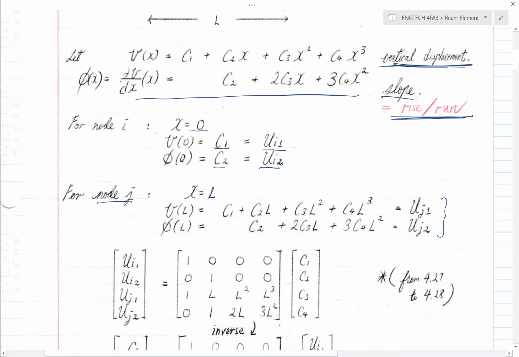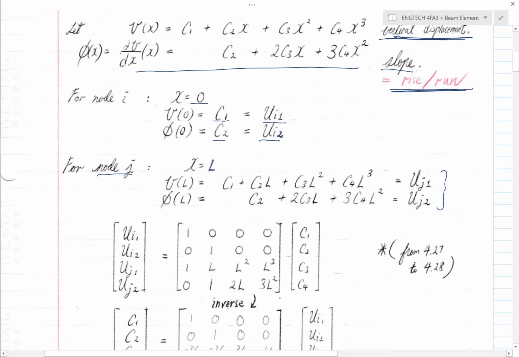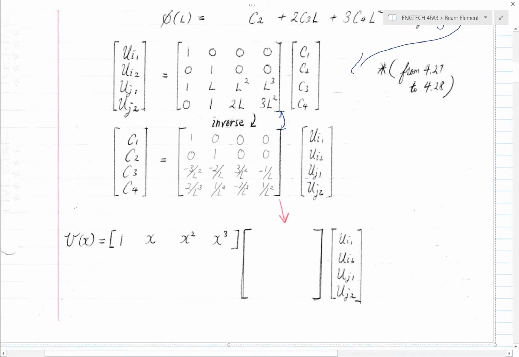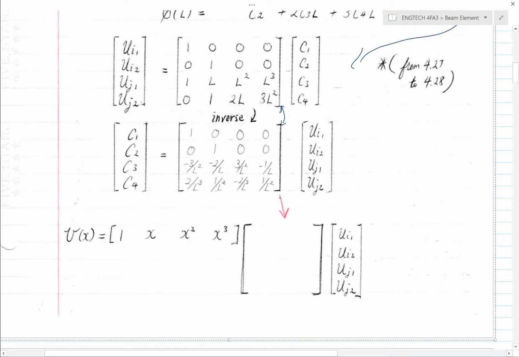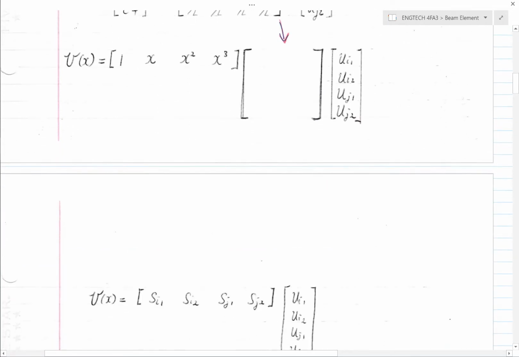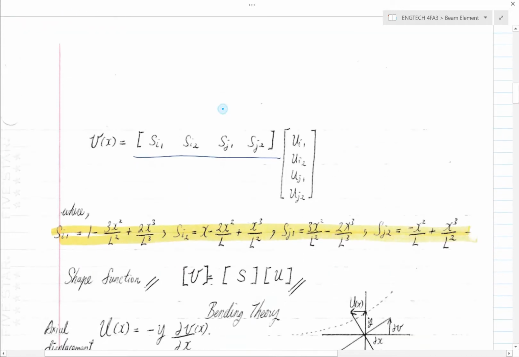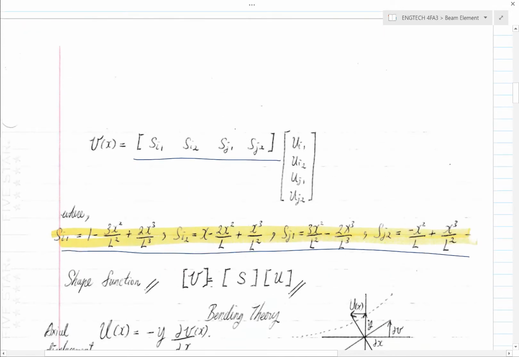We express these two equations in matrix format. These four equations, we put in matrix format and take the inverse of that matrix. Then we have the shape function developed. This is the shape function for the beam element.